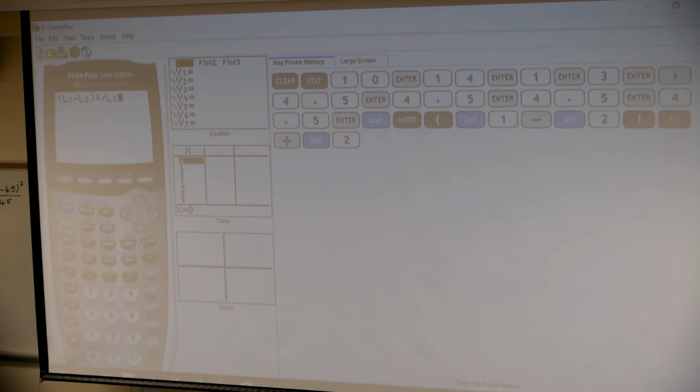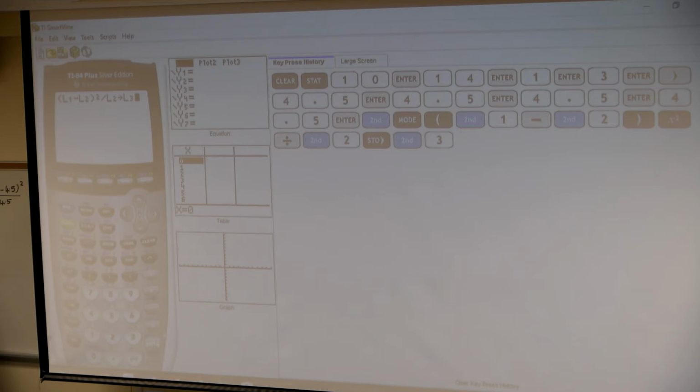We want to store these values to another list before we can find the sum. So right above the on button is the STO button. STO stands for store. I'm going to store it to list 3, so second 3. Could you just go to the header and list 3 there? Would that also work? Yes, you can.